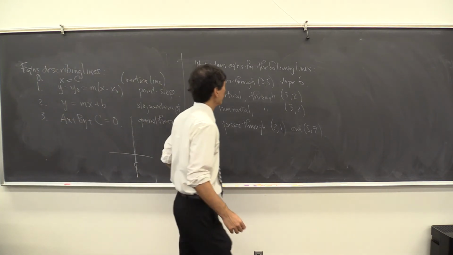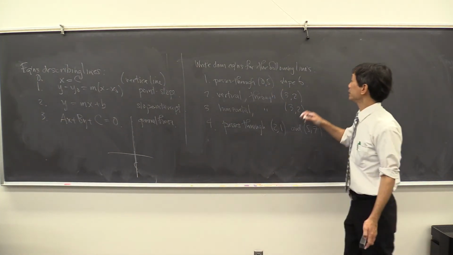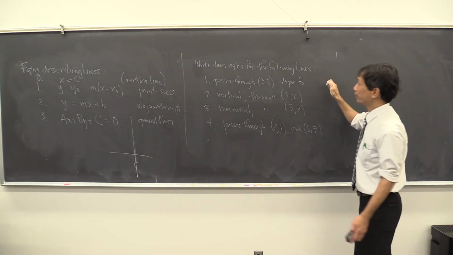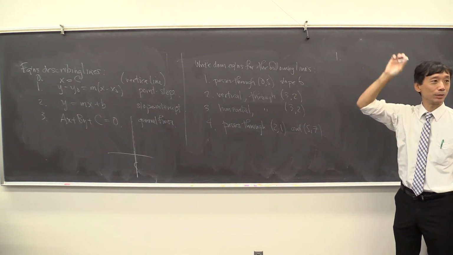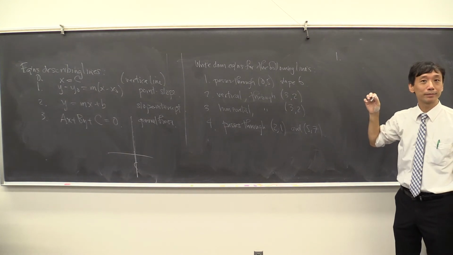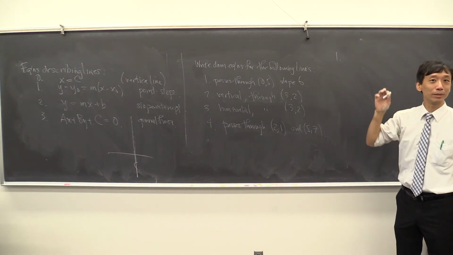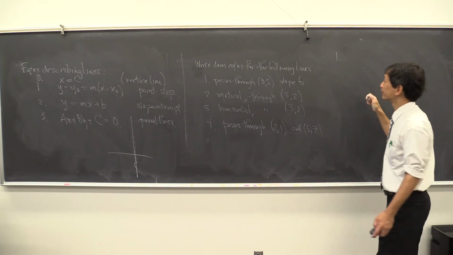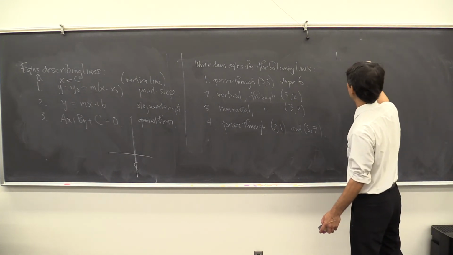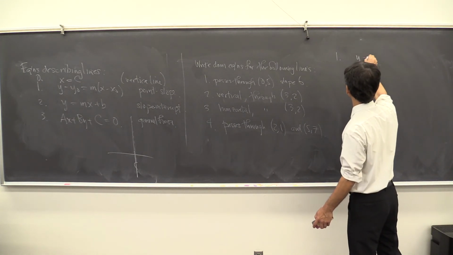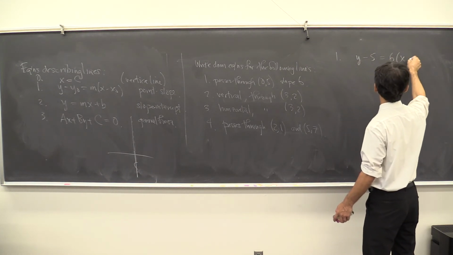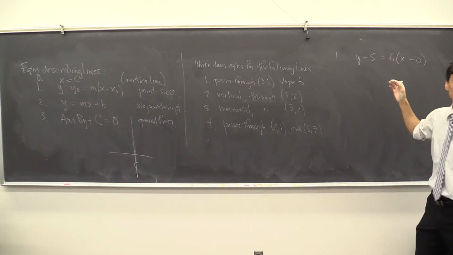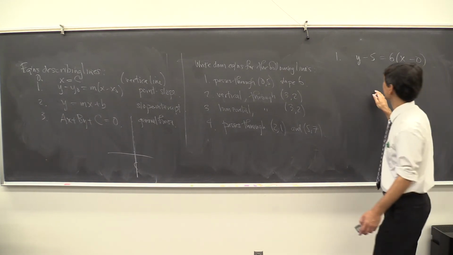Okay, so let's talk about these. The first one passes through 0, 5 with slope 6. Somebody want to tell me how you got an equation for that? Zoe? Yeah, I put it in point-slope form. Point-slope form? Okay. So y minus 5 equals 6x. Yes. So y minus 5 equals 6x minus 0, or 6x, right?